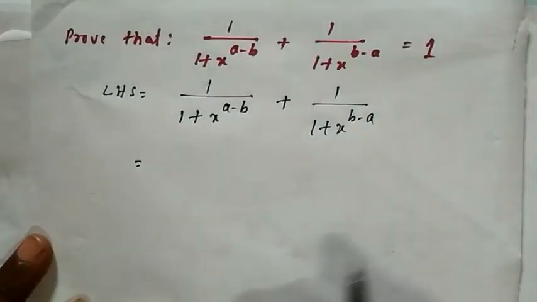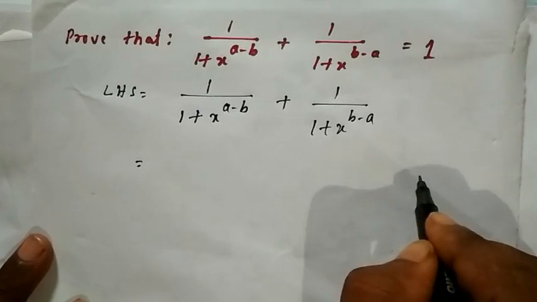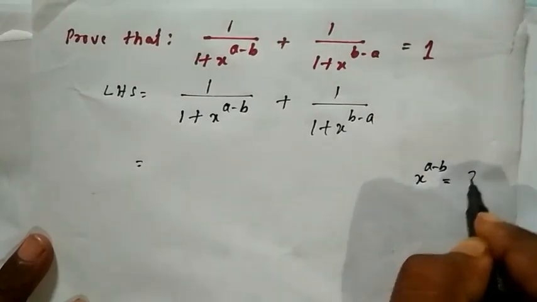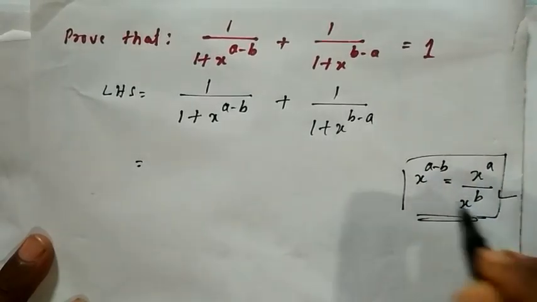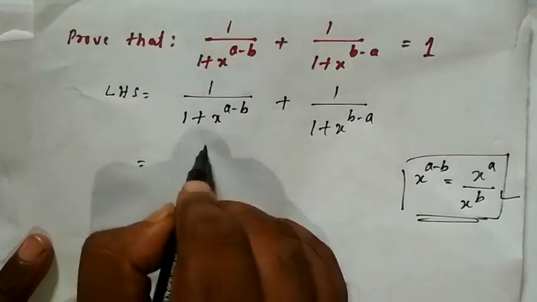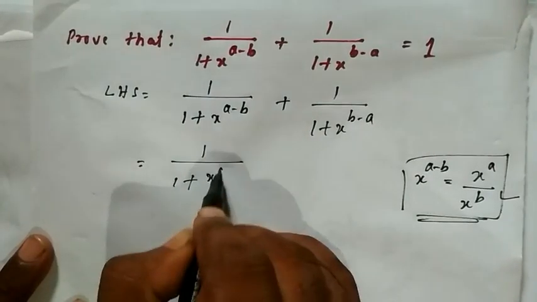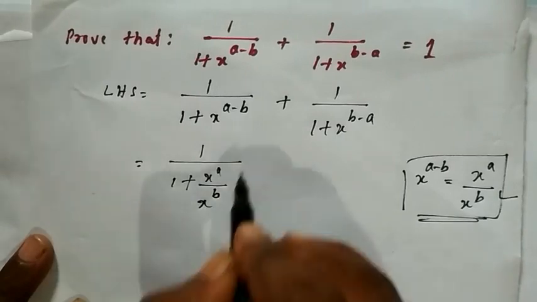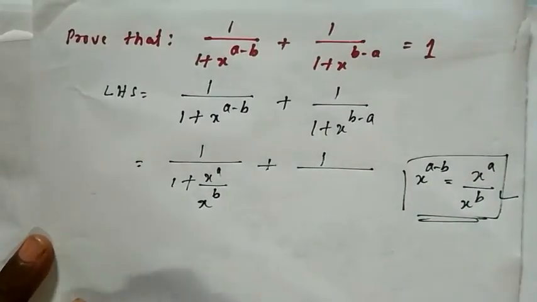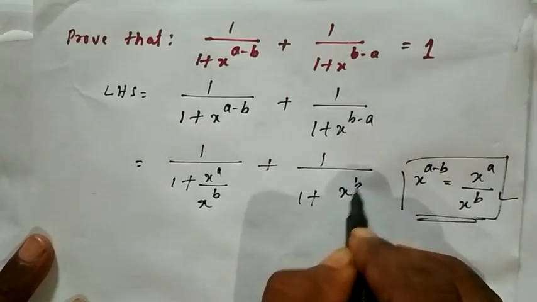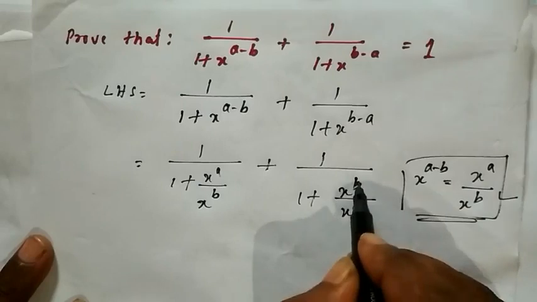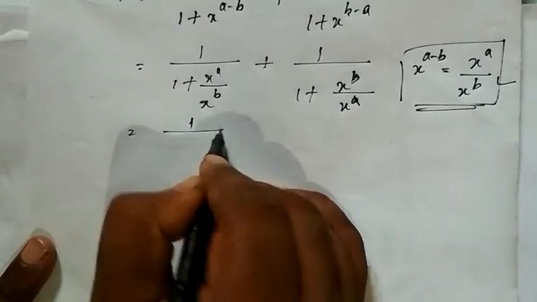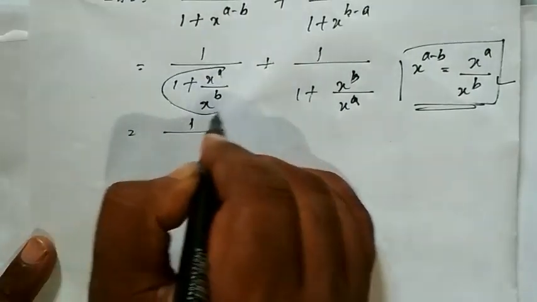Again, in place of x to the power of a minus b, you can write x to the power of a divided by x to the power of b according to laws of exponent. In case of division, you have to minus. So 1 upon 1 plus x to the power of a divided by x to the power of b, plus 1 upon 1 plus, similarly here, x to the power of b divided by x to the power of a, because in case of division the exponent you have to minus, so b minus a. So now 1 upon, here you can take LCM, first solve this part.